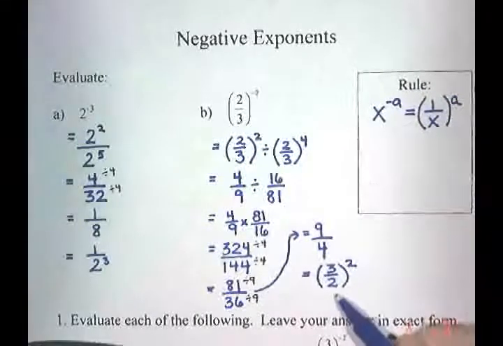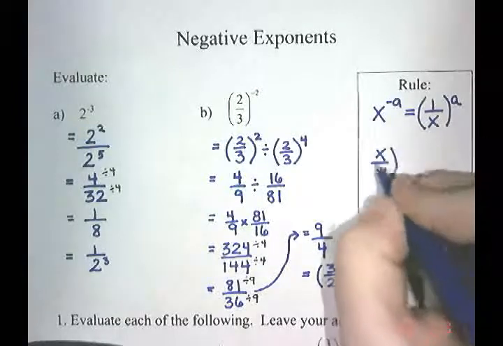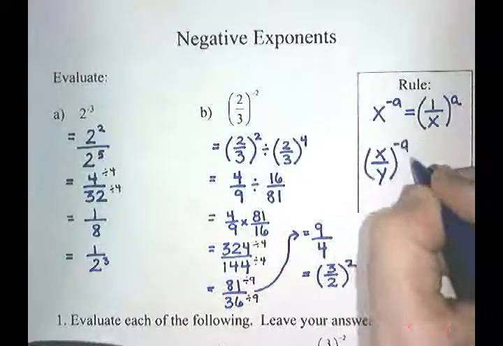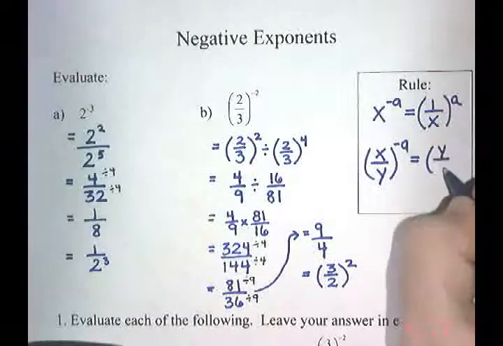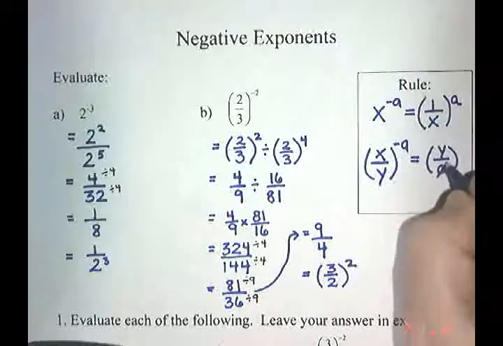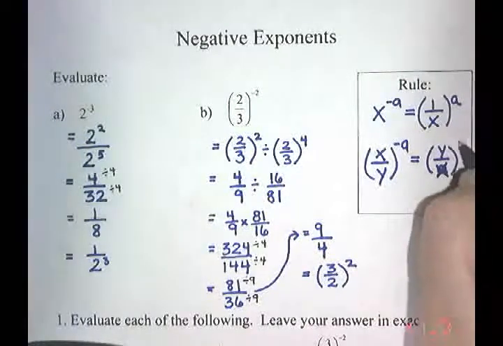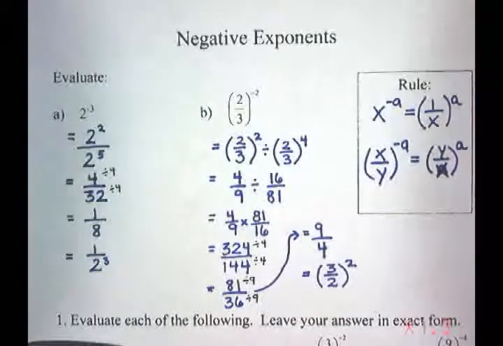Now if there's a fraction to begin with, let's say we had x over y to the power of negative a, what it will do is flip the base over and become y over x, sorry about that, to the power of positive a, right? It flipped the fraction over and it made the power positive.